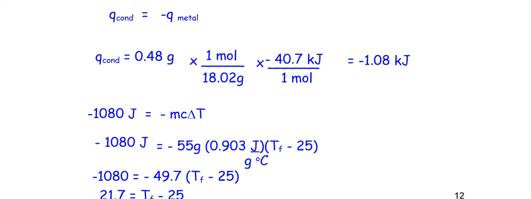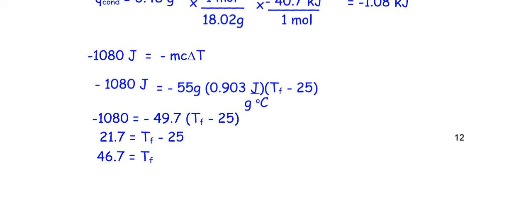All right, well, hopefully you got something along these lines. So the Q of the condensation, I got negative 1.08 kilojoules. I converted that to joules. And then I went to mC delta T, the mass of the aluminum, and then specific heat, and then my final temperature minus 25. If you look at my math, I got 46.7 degrees is your final temperature. That seems rather ridiculous, I hope you realize, because what's the assumption that all the energy goes towards heating up the aluminum? How realistic is that?